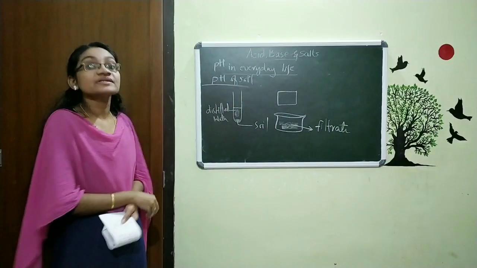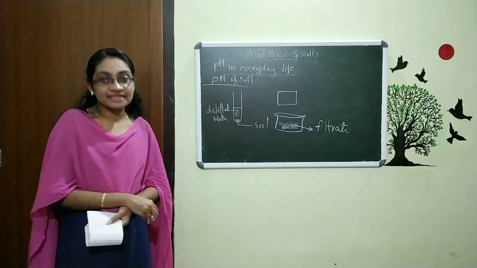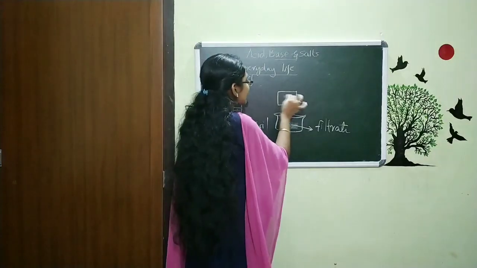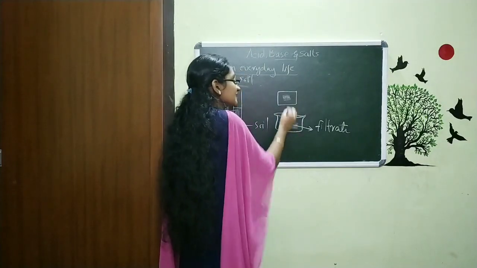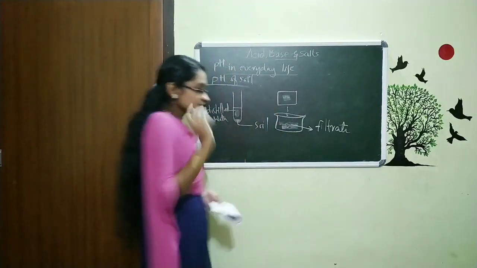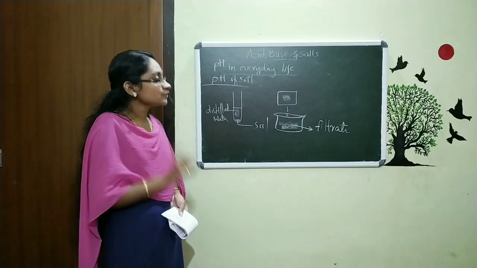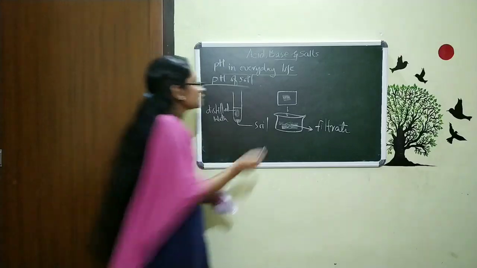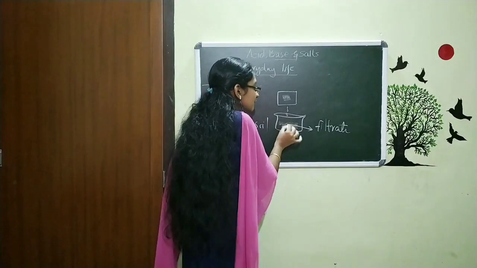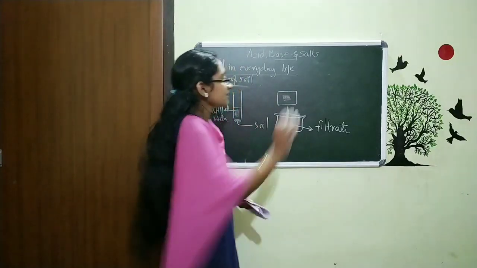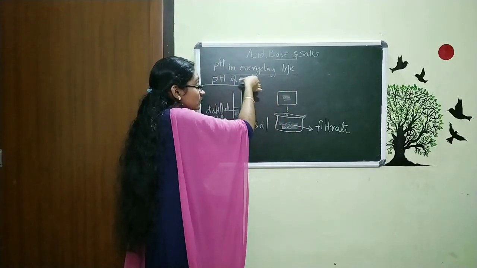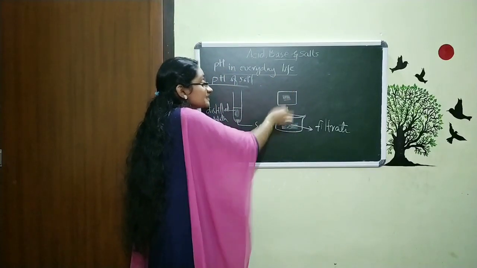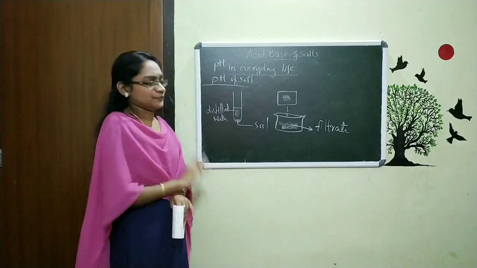Filtrate is the liquid that we get after filtering. That means the soil particles are left in this filter paper and we get the water here. So now we are going to do the pH test, or we are finding the pH number or pH scale using this liquid, and when we dip the pH paper in this, we get a particular value.